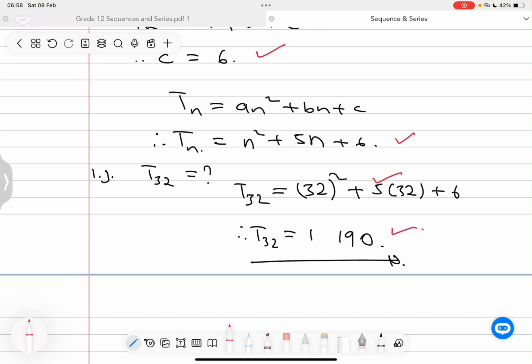Let us have one more practice of this quadratic sequence.